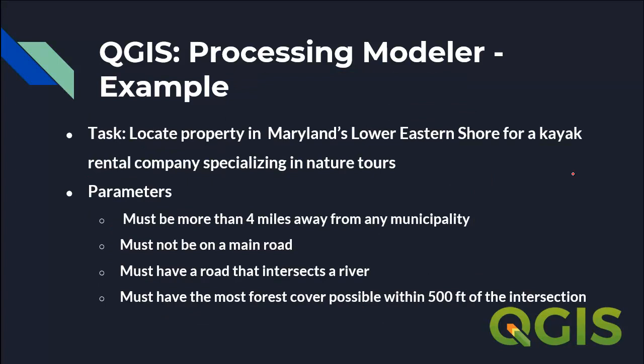We asked the students from an old GIS lab they had performed in a previous class to locate the ideal spot for a kayak rental company. So it has things like it's got to be 4 miles from any municipality, can't be on a main road, the roads have to intersect the water, must have as much forest cover within 500 feet of that intersection. So you can start to see already we're getting the students into selecting by attributes, selecting by location, buffering, intersecting, clipping, all those sorts of tools.